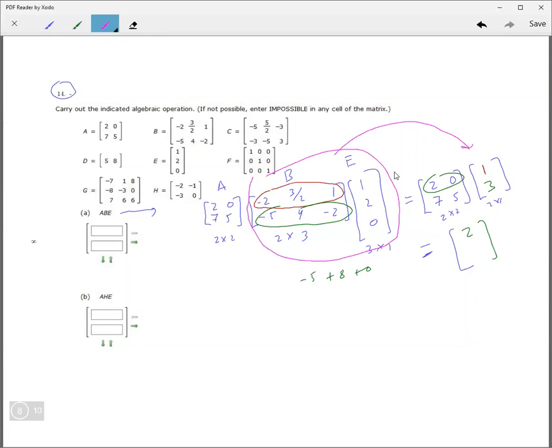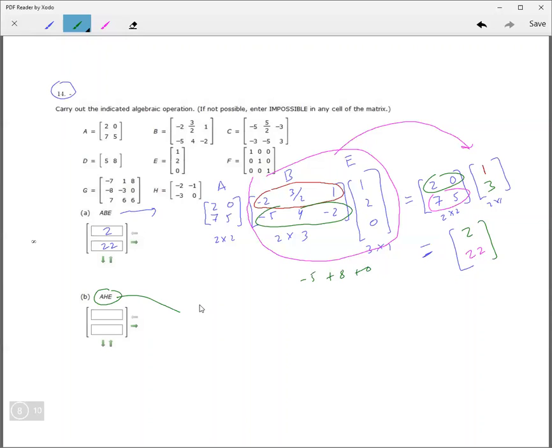And then 7 times 1 is 7 plus 5 times 3, that's 15. So 7 plus 15 is 22. So in the end, the result is 2, 22 is the answer. Okay, we can do the same thing for AHE.